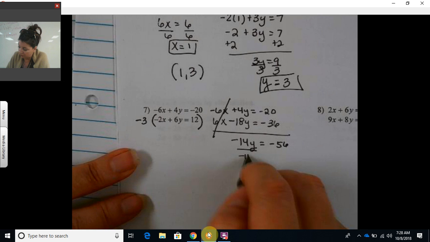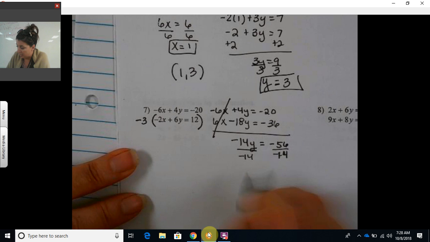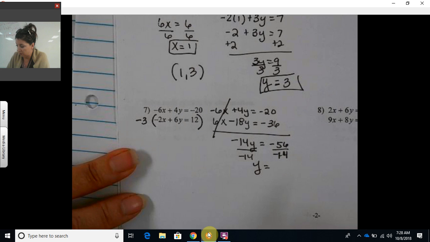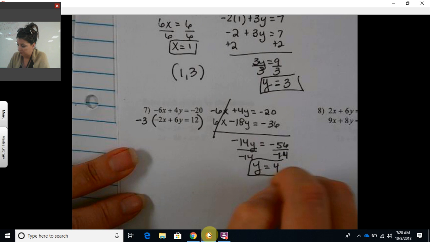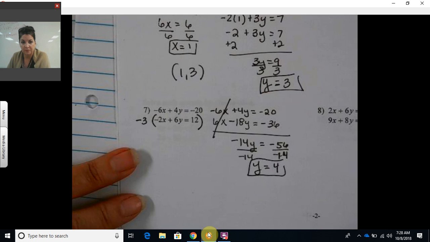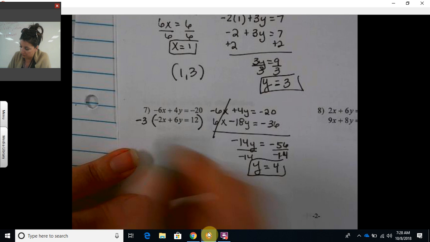Divide each term by negative 14. And I don't have a calculator. Is that positive 4? Anybody with a calculator? Yes? Okay. So y equals 4. Substitute that into either original equation. I'm going to go with the bottom one.